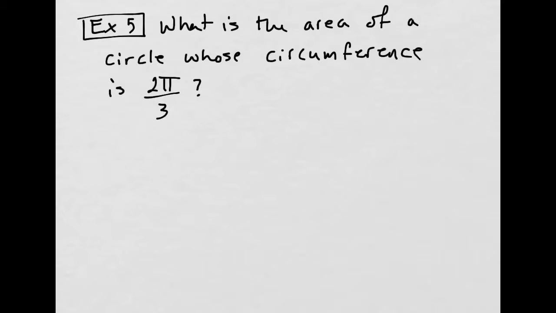We did look at the area formula and the circumference formula. We're going to use those again. Those are definitely some things to have memorized. And it says, what is the area of a circle whose circumference is 2 pi over 3?